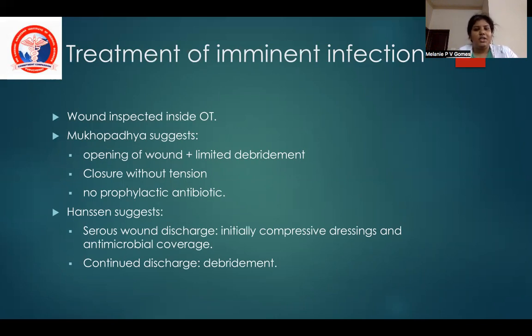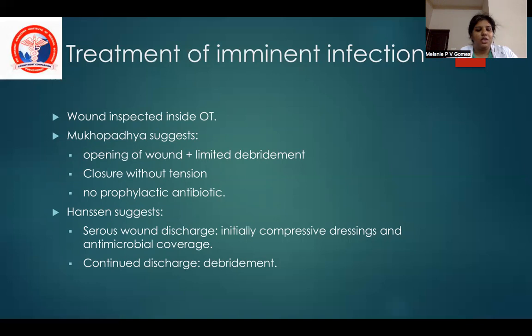How would one treat an imminent infection? The wound should be immediately inspected, preferably inside the operation theater. Mukhopadhyay suggested opening of the wound, limited debridement, closure if the edges can be opposed without tension, but no prophylactic antibiotic. Hansen suggested serious wound discharge may be treated initially with compressive dressing and antimicrobial coverage to prevent retrograde introduction of bacteria into the wound.